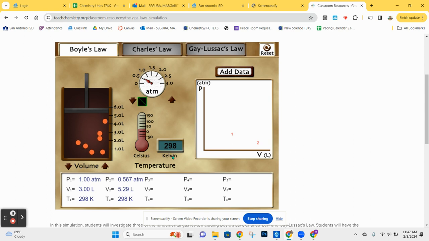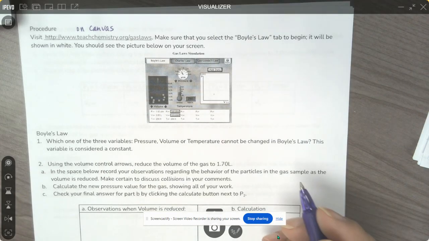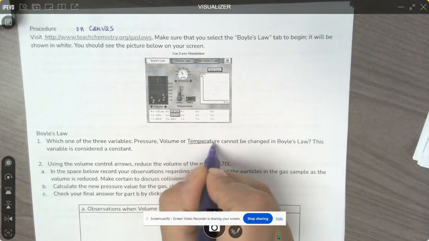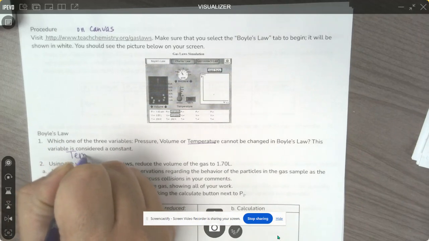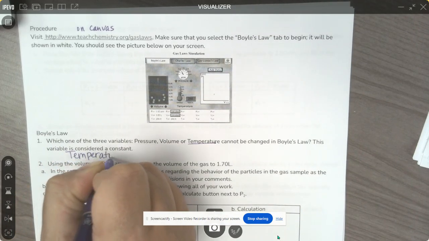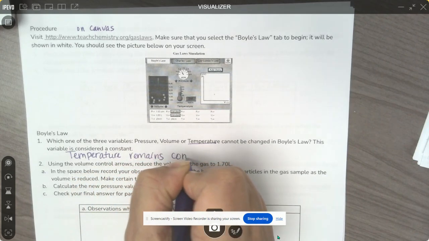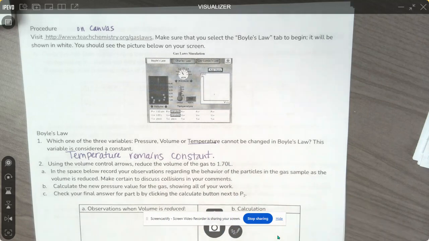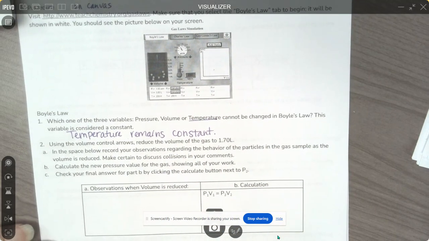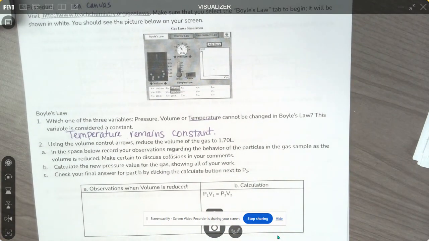Okay, so on number one, which one of the three variables is considered constant? You're going to write down: temperature remains constant. Okay, so we were able to change pressure and volume. And if you look at Boyle's law, you'll notice that Boyle's law does contain pressure and volume as variables.